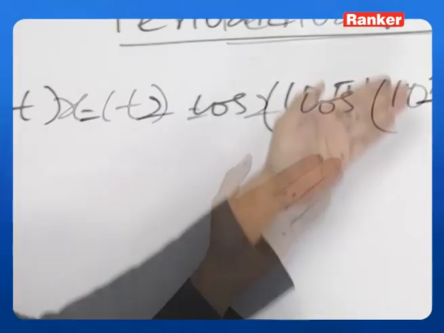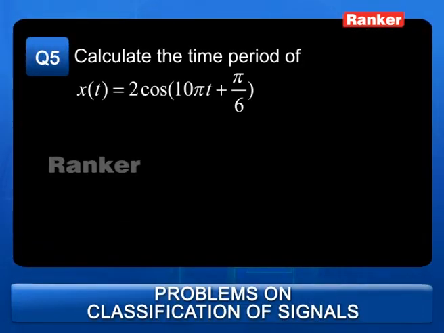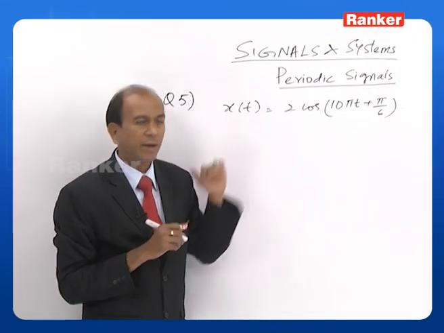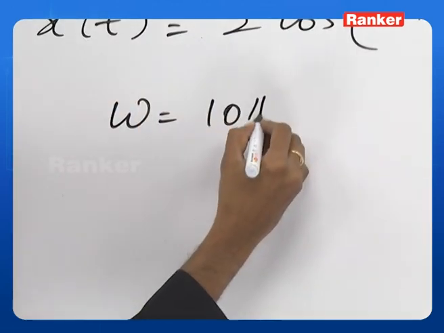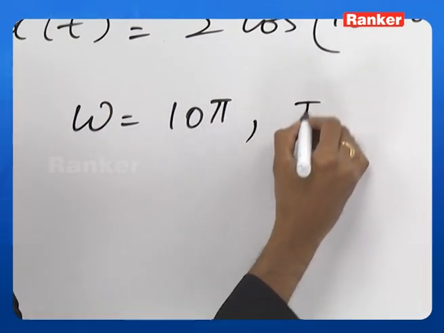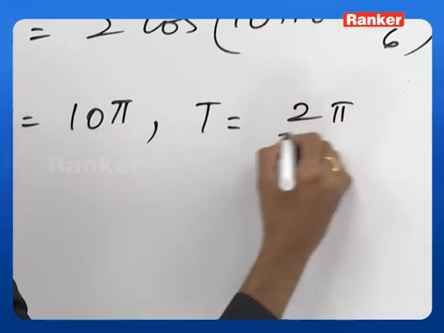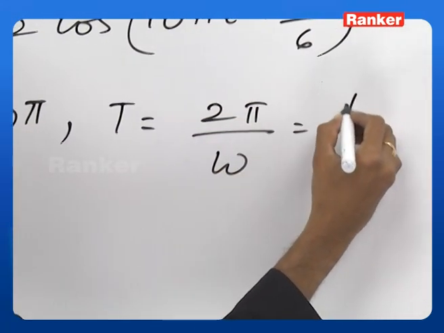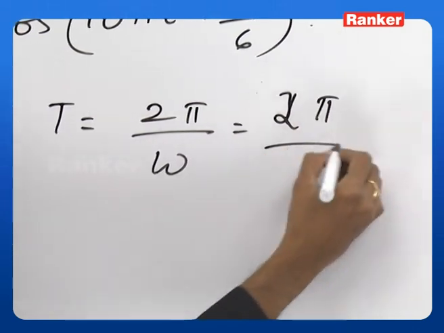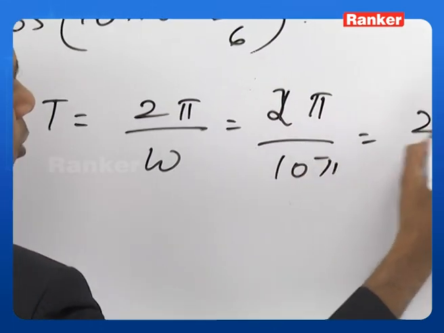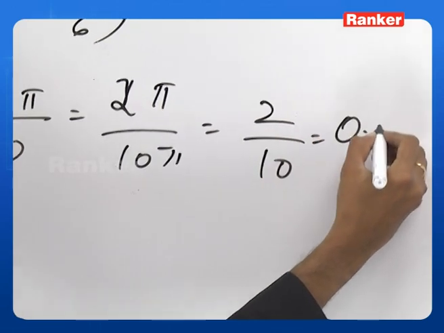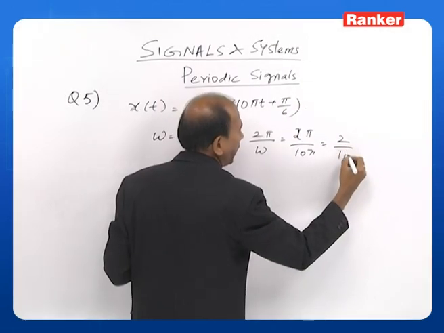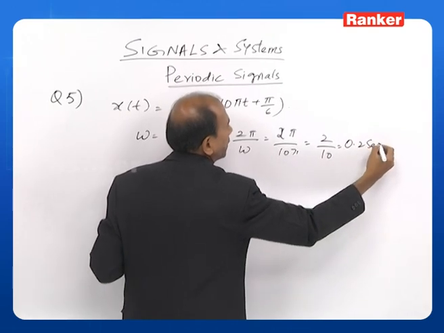Let us look at the fifth problem, which is x of t is equal to 2 cos of 10 pi t plus pi by 6. Now, we have to find out what is the omega for this. Then we have to establish that this is periodic, if at all it is periodic. What is omega from this? Omega is equal to 10 pi. So, T is equal to how much? 2 pi by omega. So, this will be equal to 2 pi divided by 10 pi. So, this is equal to 2 by 10, that is 0.2 seconds.